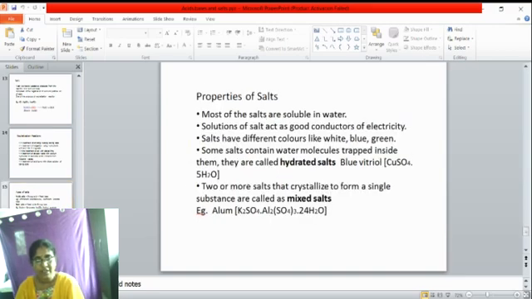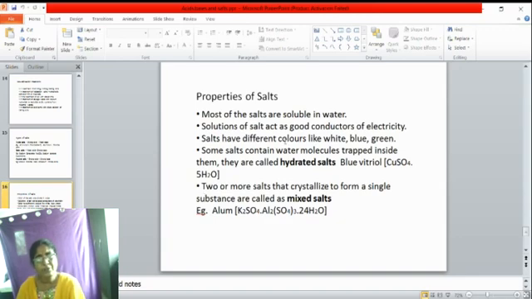Now, what are the properties of salts? Now, coming to the properties of salts, most of the salts are soluble in water. So that's the reason we call water a universal solvent. Then solutions of salt act as good conductors of electricity. So as such here, when you add salt, that transforms into a good conductor of electricity.